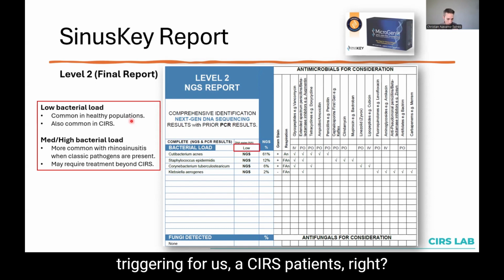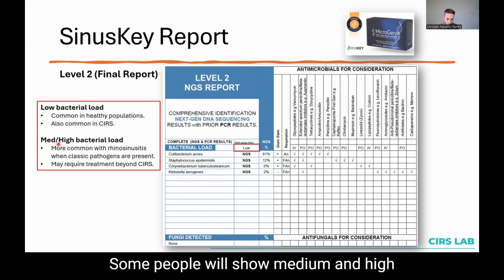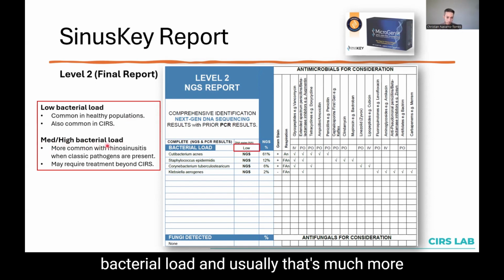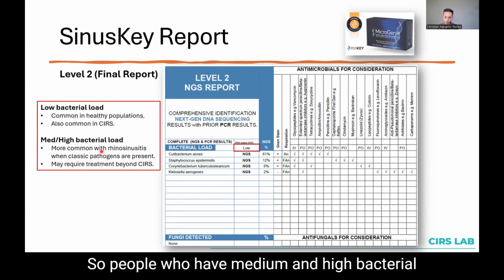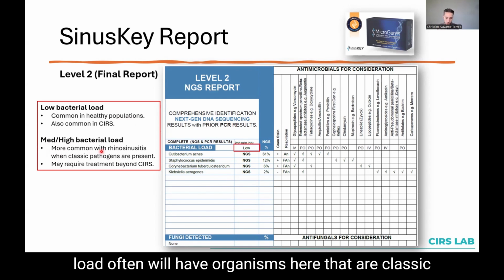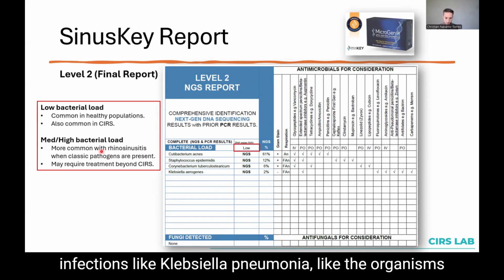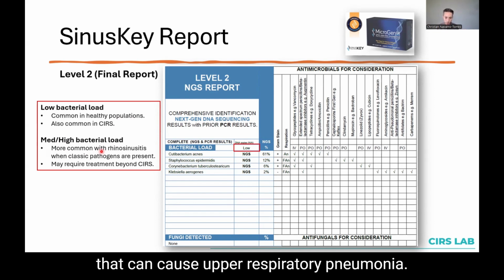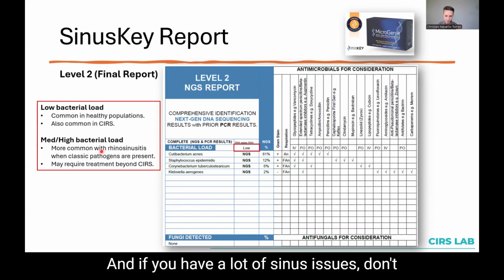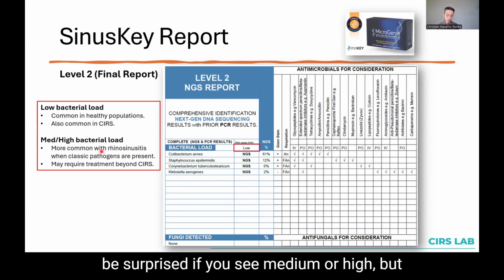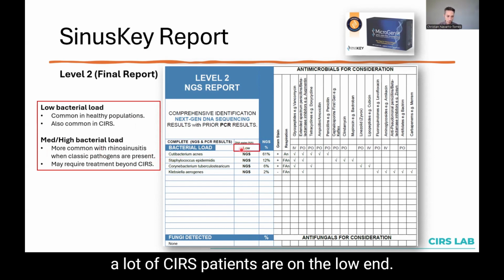as SIRS patients, right? Some people will show medium and high bacterial load, and usually that's much more common with actual infection, rhinosinusitis. So people who have medium and high bacterial load often will have organisms here that are classic infections like Klebsiella pneumonia, the organism that can cause upper respiratory pneumonia. Those tend to show medium high bacterial load. And if you have a lot of sinus issues, don't be surprised if you see medium or high. But a lot of SIRS patients are on the low end.